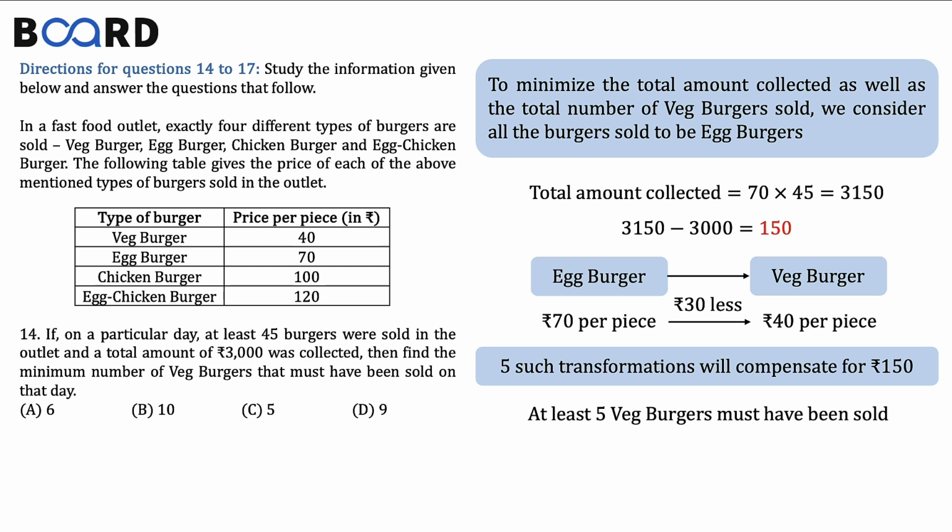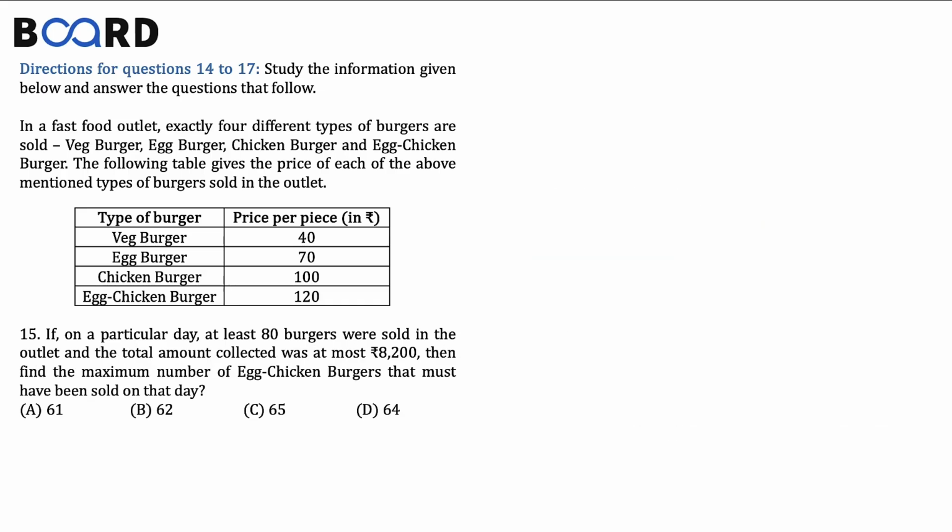So what did they want? They wanted us to figure out the minimum number of veg burgers that must have been sold. I can say 5, which is option C. That has to be the answer. Right? Moving on to the next question.